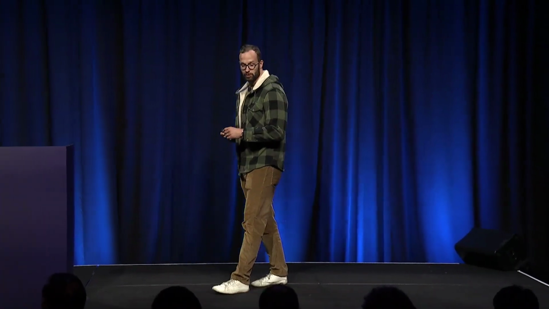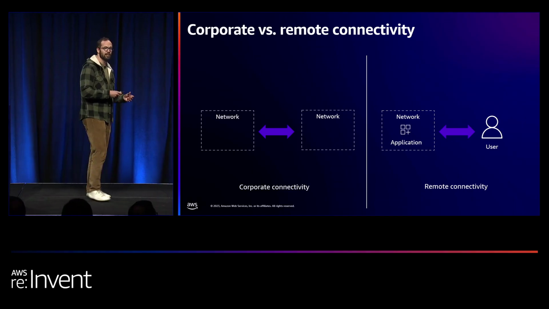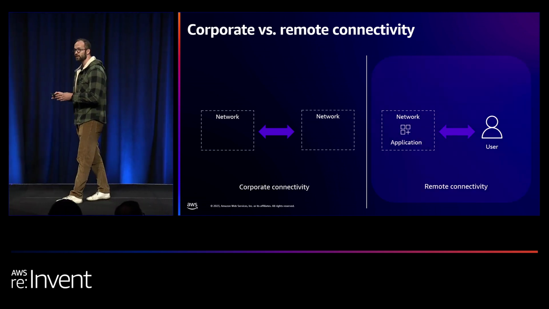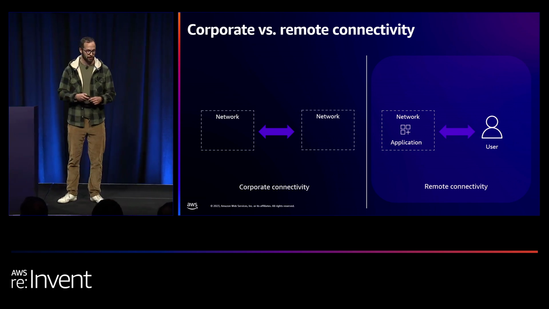Before we dive into the agenda, I want to set the scene with differentiation between corporate connectivity and remote connectivity. When we're talking about corporate connectivity, we often think about connecting to different networks, whether they're on-premise, data centers, branches, through things like VPN, MPLS, fiber connectivity. And then on the other side of that equation, we have remote connectivity. That's where we have a user somewhere out on the internet, and we need to give them access to our private resources, either a private network or specific applications within that network. So the right-hand side is what we'll be focusing on today for the rest of the session.